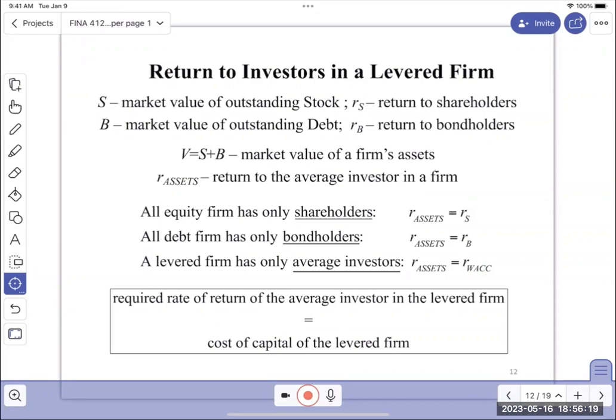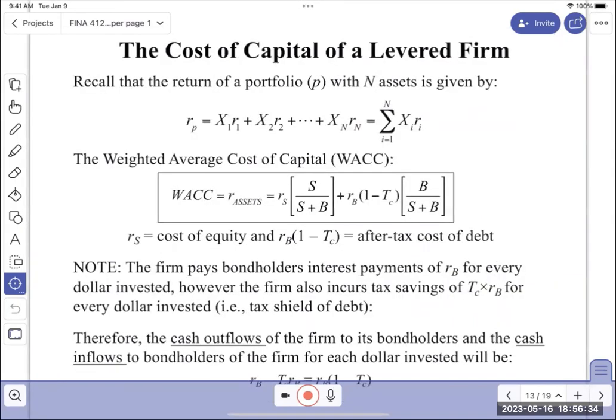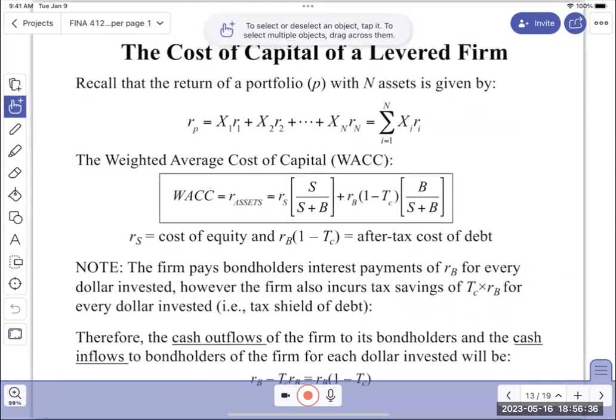And what we're going to calculate is called the required rate of return of the average investor in the levered firm. In other words, it's the cost of capital of the levered firm. In other words, it's the weighted average cost of capital. Those all mean the same thing.